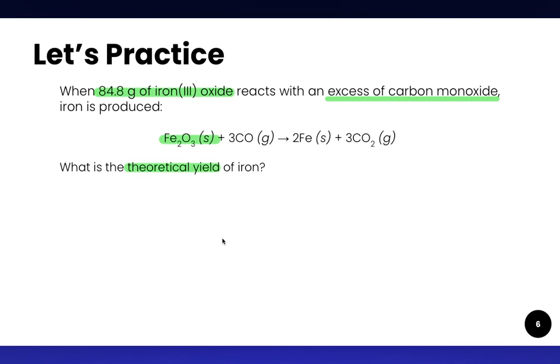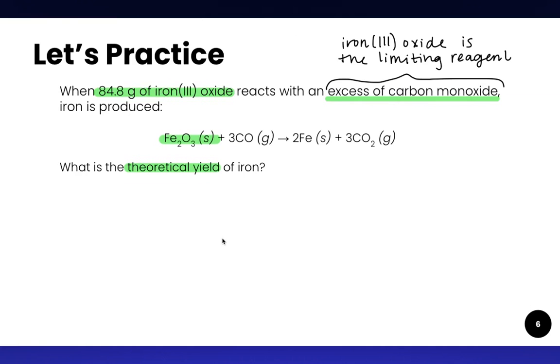So when you see a sentence like this in a question, basically that is telling you that iron-3 oxide is the limiting reagent. Okay, so you don't have to figure out what the limiting reagent is; with this little phrase, they just told you it's iron-3 oxide. So we're only going to have to do it one time, and then they want to know how much iron is produced. So we're going to give them that answer in grams.